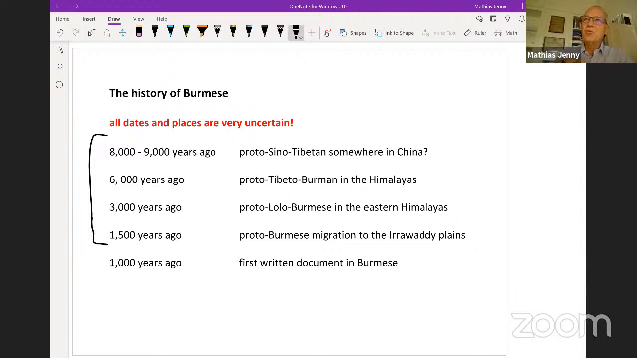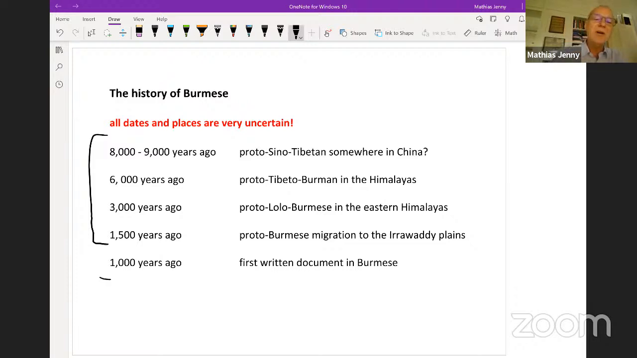Then this Tibeto-Burman group again split into what we now call Lolo-Burmese. So this covers languages like Lahu, part of the Kachin languages, and Burmese with its varieties. This was spoken somewhere probably in the eastern Himalayas before this group migrated to the Ayeyarwady plains. This migration happened probably around 1,500 to 2,000 years ago, that Proto-Burmese people migrated from the mountains of the Himalayas to the plains of the Ayeyarwady in what today is upper and central Myanmar.